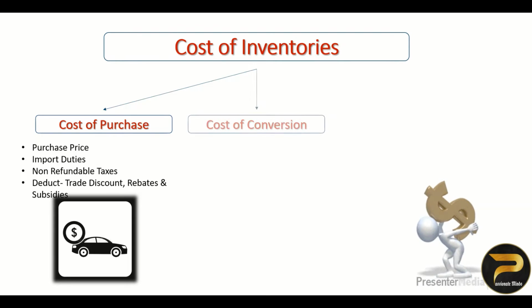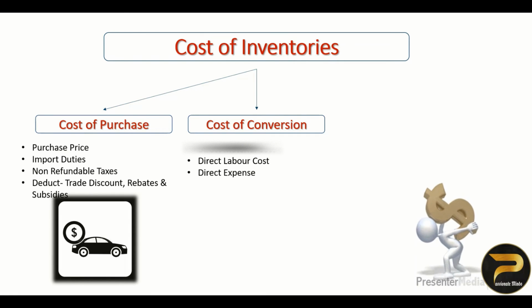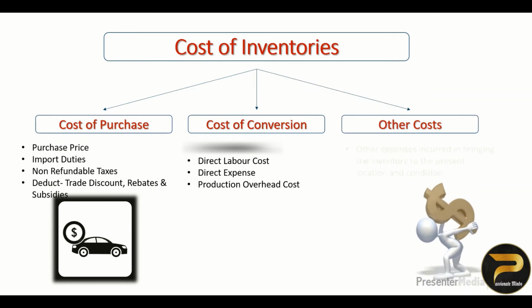Secondly, cost of conversion. These are costs that are directly attributable to the units of production, for instance, direct labour and direct expenses. In addition to that, it comprises production overhead as well. Finally, other costs. Other expenses incurred in bringing the inventory to its present condition and location are also included.